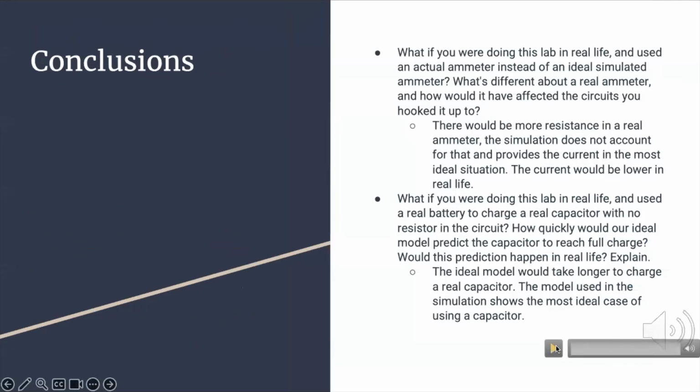There would be more resistance if we did this with a real ammeter, and the simulation does not account for that and provides a current in the most ideal situation. So the ideal model would take longer to charge a real capacitor. The model in the simulation shows the most ideal case of using a capacitor.